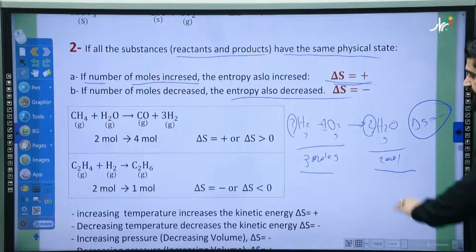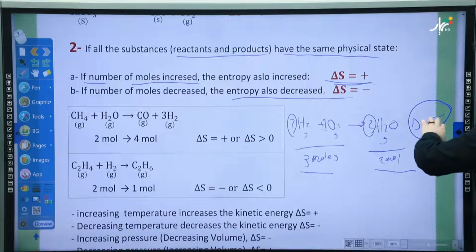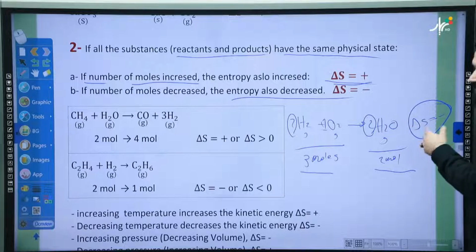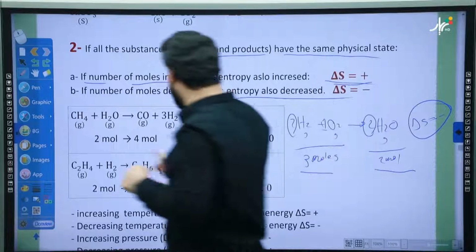But what if we reverse the reaction? Of course, the arithmetic sign of delta S will be reversed too. Look, here we have something.